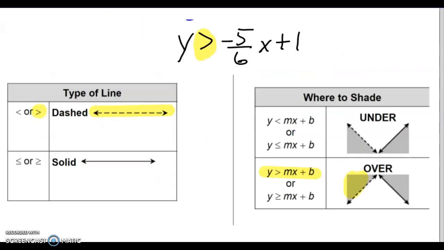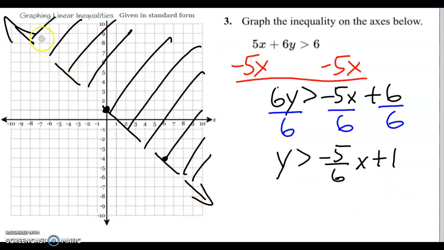Also, forgot one other point. If you see how you have y is greater than mx plus b, since it's a greater than, you shade over. So it's a dash line and you shade over. So I got a dash line and I shade on top of it. Alright, that's how you graph an inequality. Let's take a look at one more example.